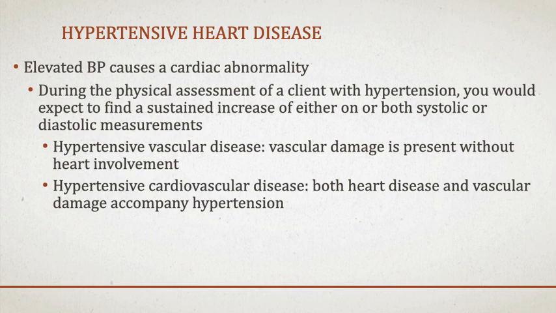So an elevated BP causes a cardiac abnormality. During physical assessment of a client with hypertension, you would expect to find a sustained increase of either or both systolic or diastolic measurements. So first of all, we have hypertensive vascular disease, and this is when vascular damage is present without any heart involvement. Then you have hypertensive cardiovascular disease, and this is when you have both heart disease and vascular damage that accompany hypertension.